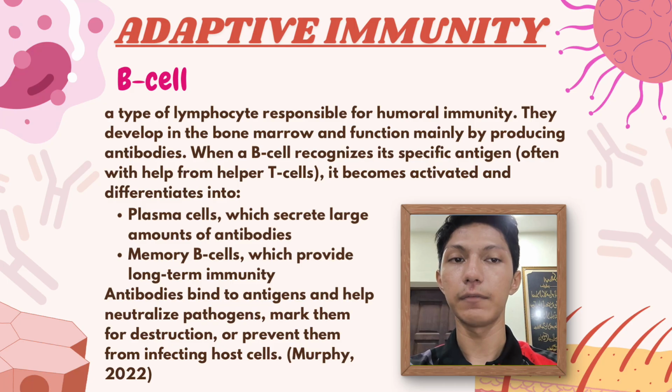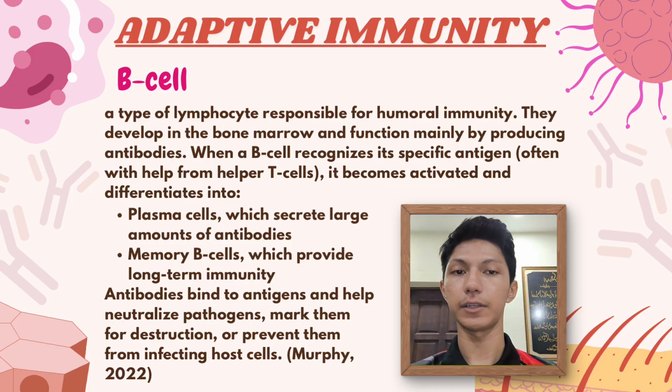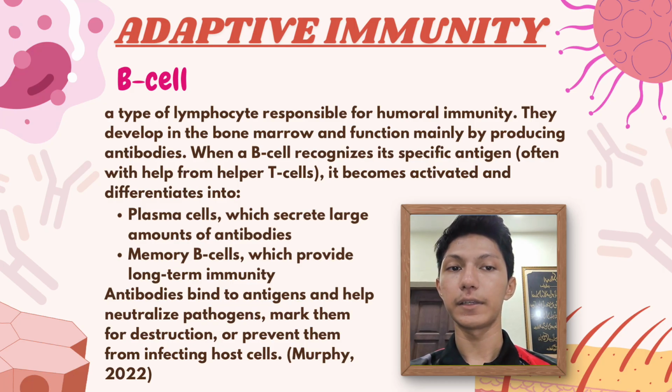B cell is a type of lymphocyte responsible for humoral immunity. They develop in the bone marrow and function mainly by producing antibodies. When a B cell recognizes its specific antigen with the help from helper T cells, it becomes activated and differentiates into two types: first, plasma cells, which secrete large amounts of antibody. Next is memory B cell, which provides long-term immunity. Antibodies bind to antigen and help neutralize pathogens, mark them for destruction, or prevent them from infecting host cells.